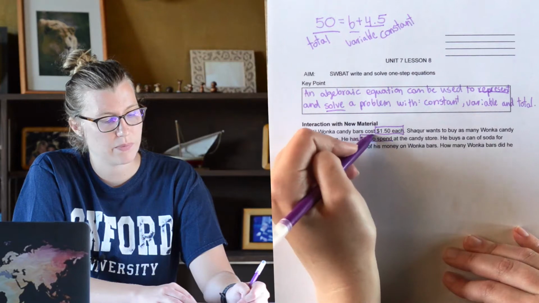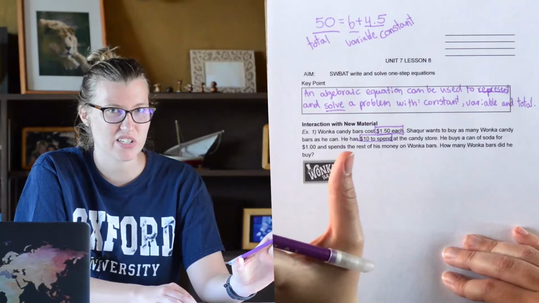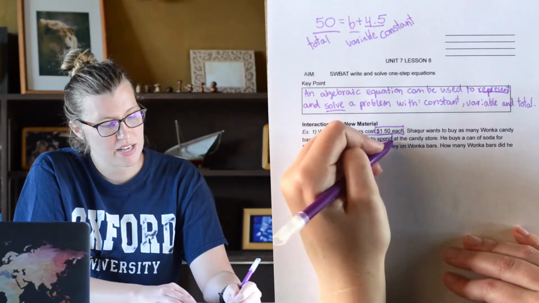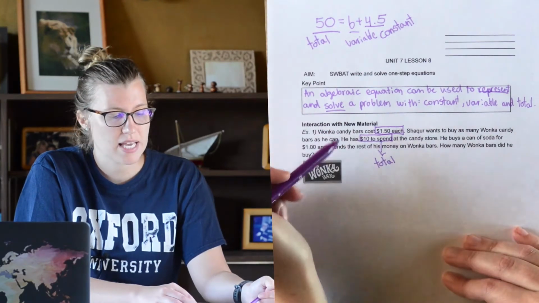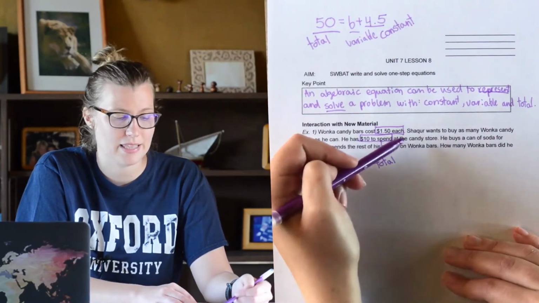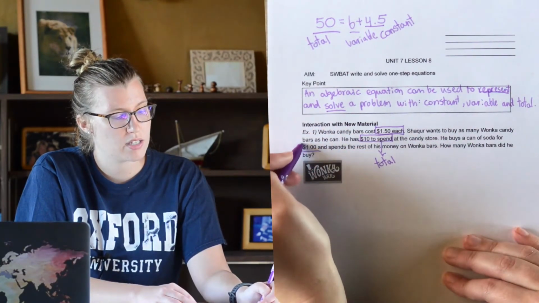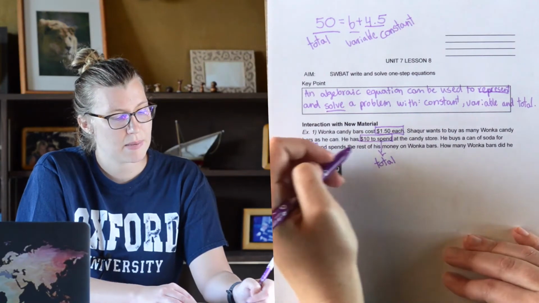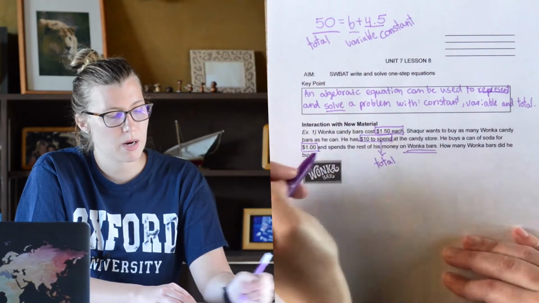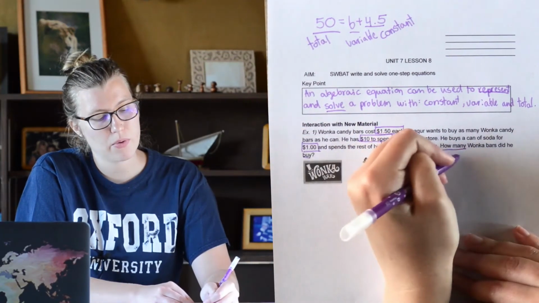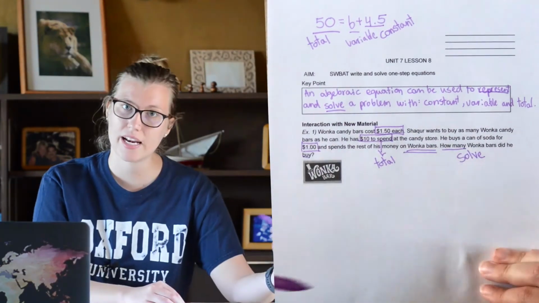What does that sound like to you? He has only a total of $10. It's a total. So we already found our total. I'm going to label it right here. So he has a total of $10 to spend at the candy store. He buys a can of soda for $1 and spends the rest of his money on Wonka bars. How many Wonka bars did he buy? So that's where I'm going to solve. So first I have to write my equation and then I can solve.